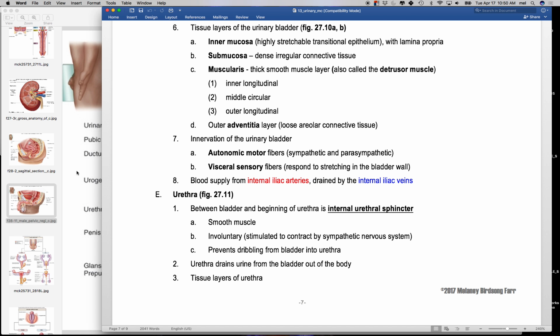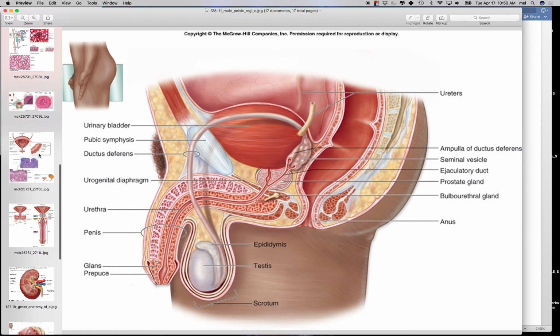Okay, so urethra. So the biggest anatomical difference in the urinary system between males and females is the urethra, right? The urethra is going to be way longer in males because, of course, it's going to go all the way from the urinary bladder to the tip of the penis for the external urethral orifice. And in females, it just goes from the urinary bladder 4 centimeters to the external urethral orifice. So first, let's talk about the sphincters.